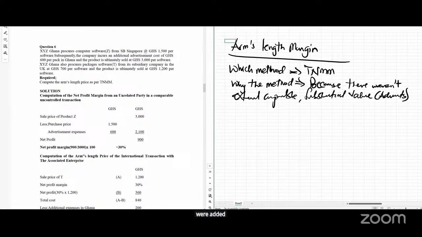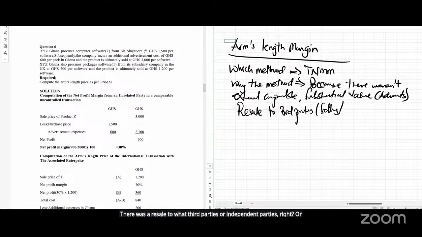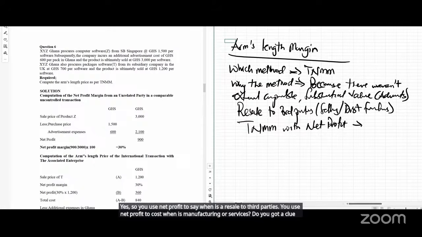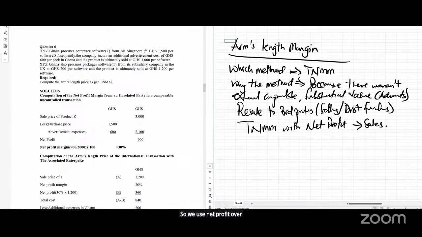And also, are you getting it? There was a resale to third parties or independent parties, right? Or a selling and distribution function. So the appropriate method is a transactional net margin method with a net profit to sales margin. Or is it not net profit to sales that will be used? Yes. So you use net profit to sales when it's a resale to third parties. You use net profit to cost when it's manufacturing or services. Do you get a clue now? So we use net profit over sales. So that's what we'll be using.